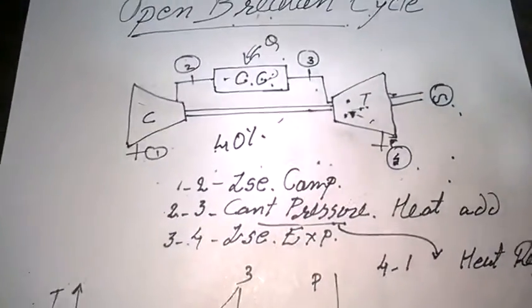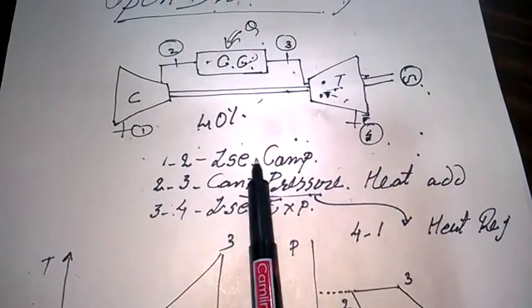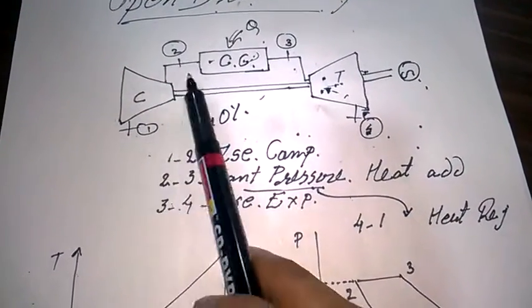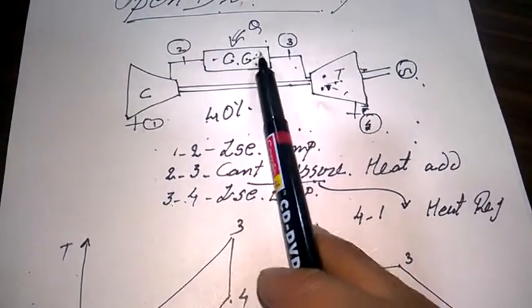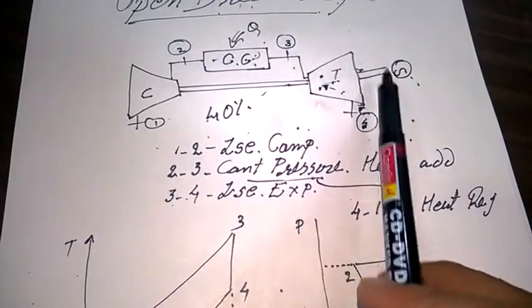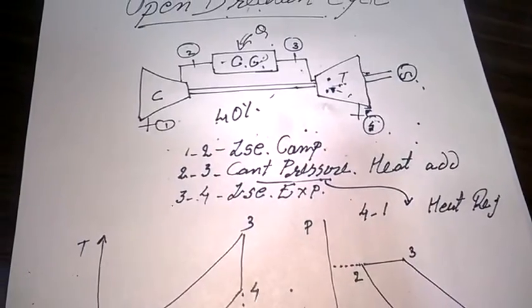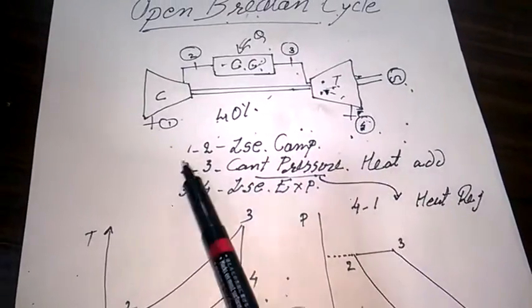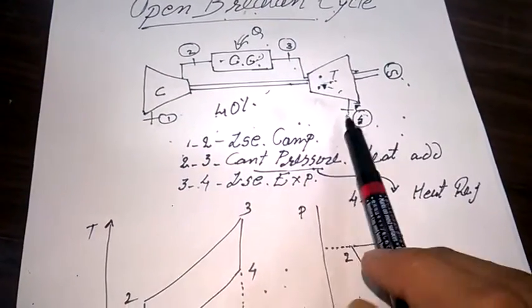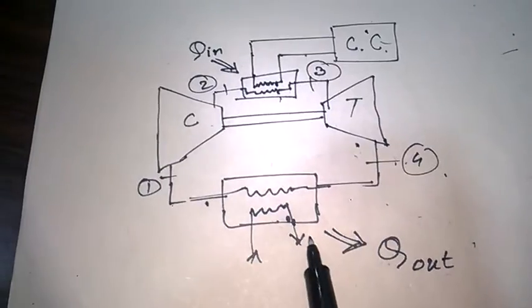And it has basically four processes. 1 to 2 isentropic compression, here isentropic compression in a compressor. 2 to 3 heat addition at constant pressure. 3 to 4 isentropic expansion in the turbine, and 4 to 1. Here we can say 4 to 1 because it is an open cycle, but come here, 4 to 1 is heat rejection at constant pressure.